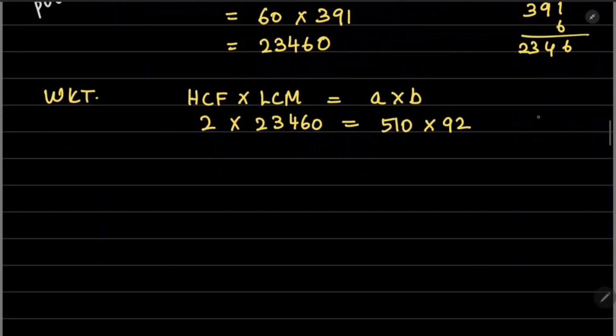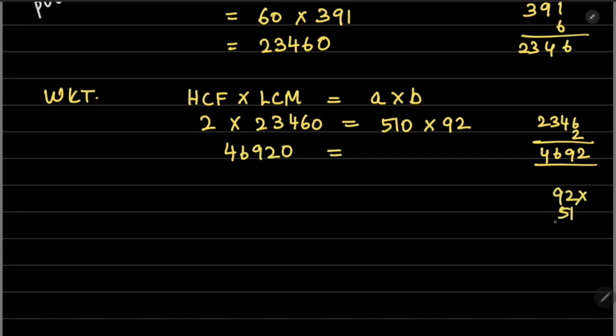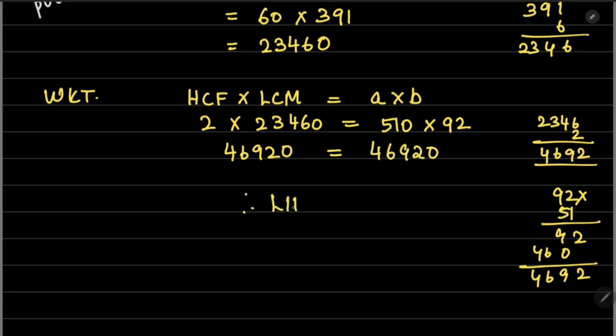So let's do it. What is 2346 multiplied by 2? You're getting 4692 and a 0 here. Again, do 92 multiplied by 51. I'll multiply and I'll add a 0. Again 4692 and a 0. So therefore you will write LHS is equal to RHS, hence verified.